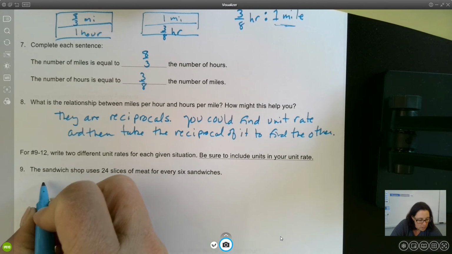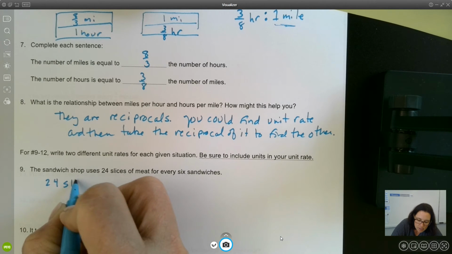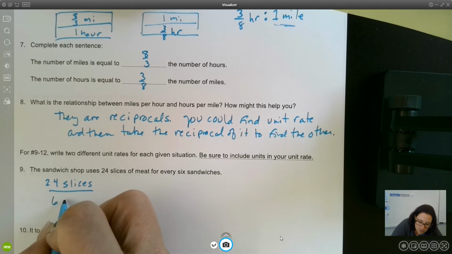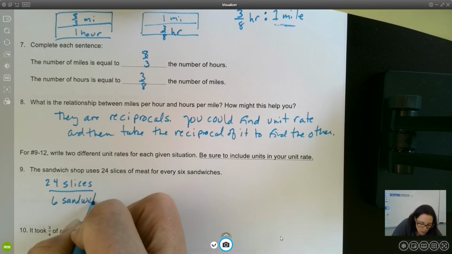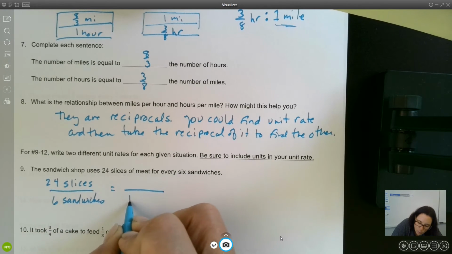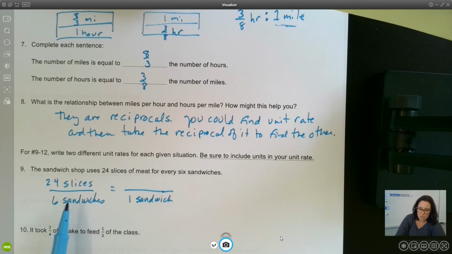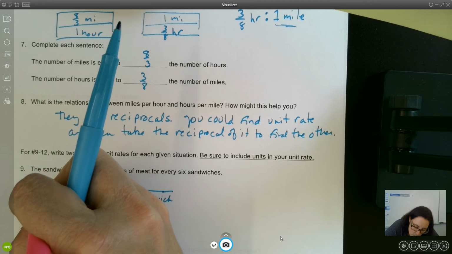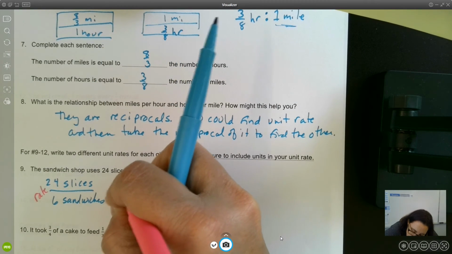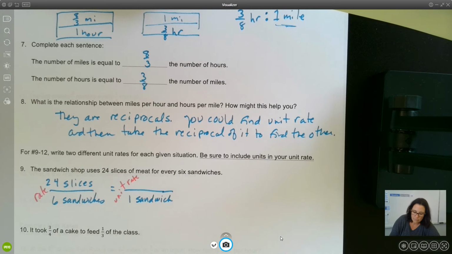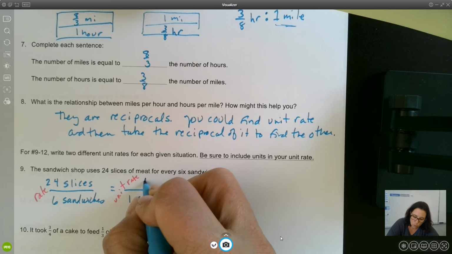Okay, so we've got 24 slices for 6 sandwiches. Now we want to know how much that is for 1 sandwich. Remember, this is a rate. Let me write that in pink. This is a unit rate. So if we're taking a 1/6 of this, we're going to take a 1/6 of this and get 4 slices.